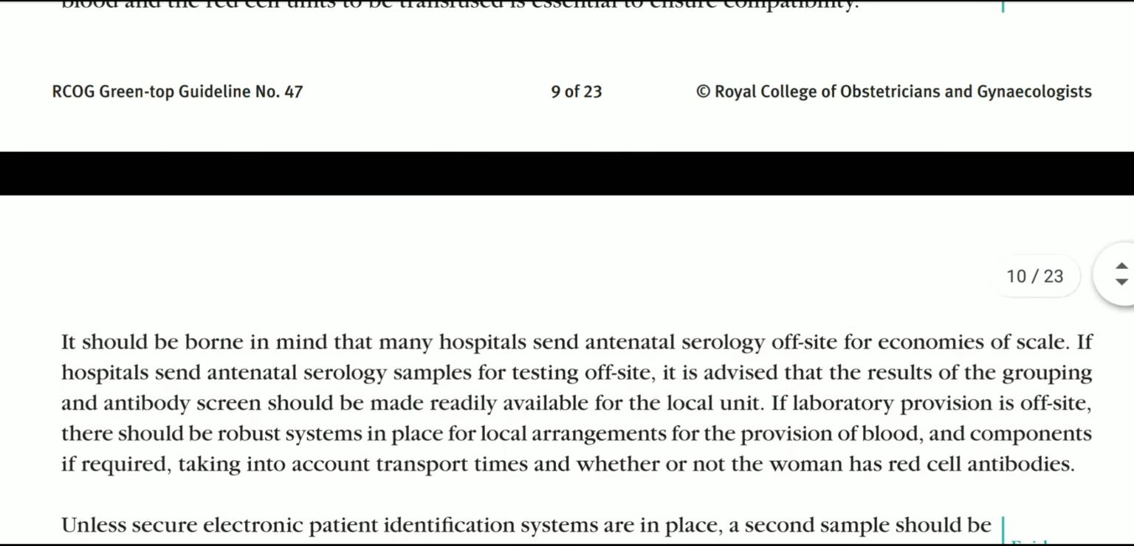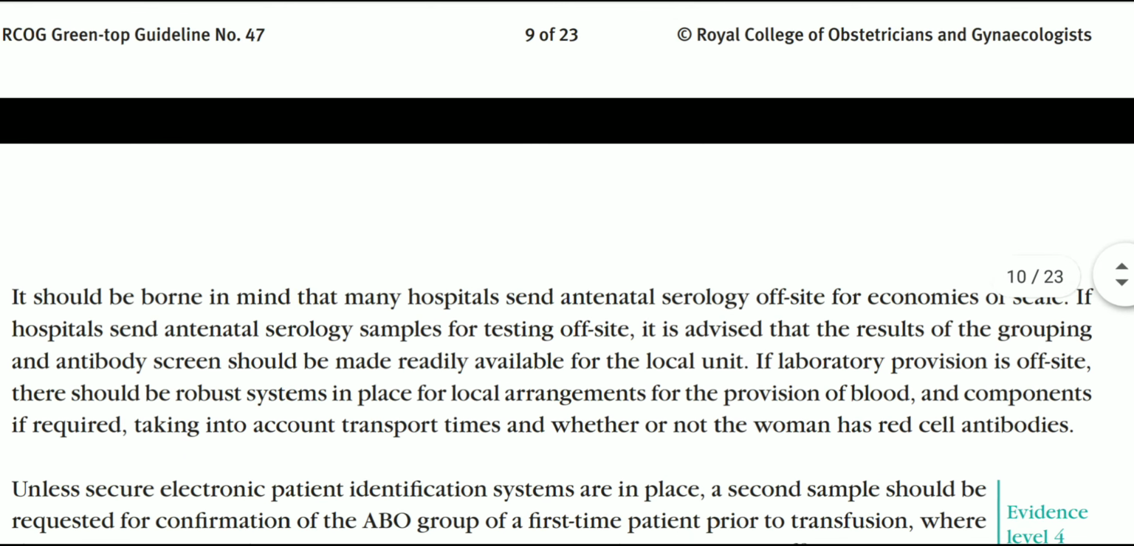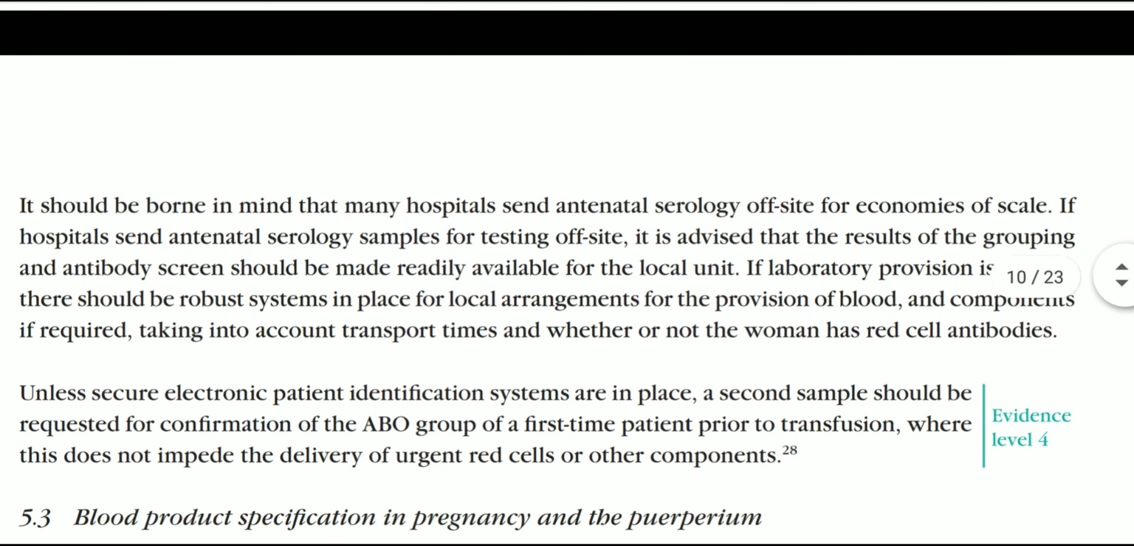Now, what is written in this paragraph? What to do if we do offsite serology and what needs to be done in this case. It should be borne in mind that many hospitals send antenatal serology offsite for economies of scale. If the hospital sends antenatal serology samples for testing offsite, it is advised that results of the blood grouping and antibody screening should be made readily available for the local units.